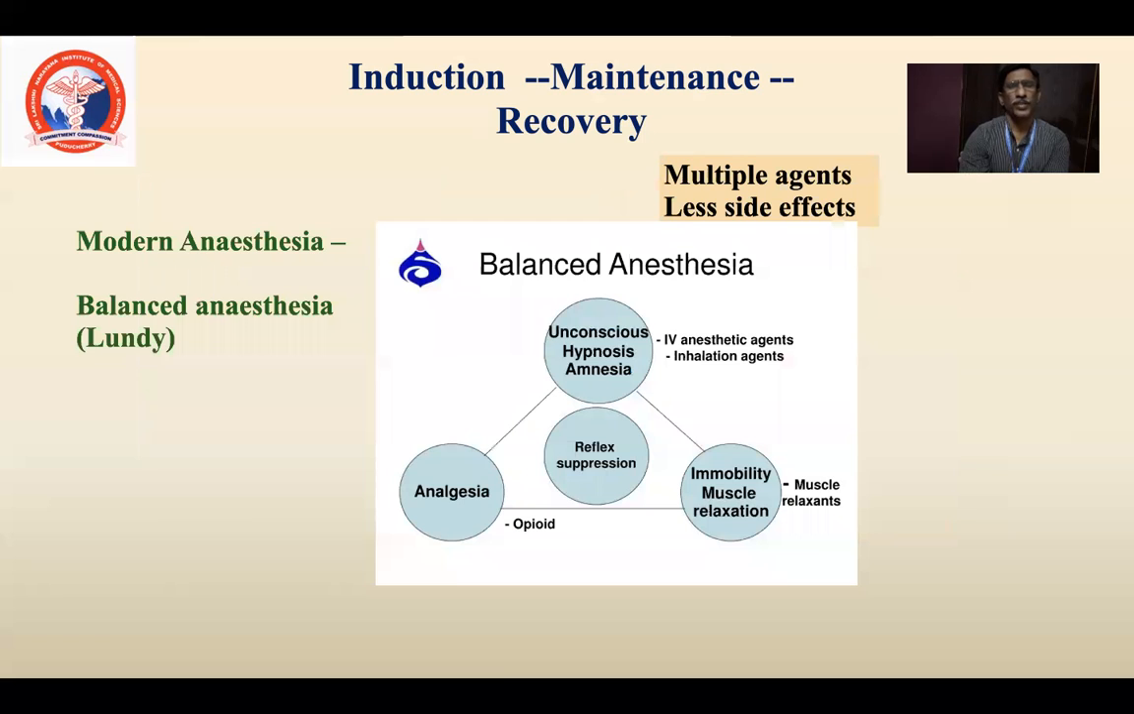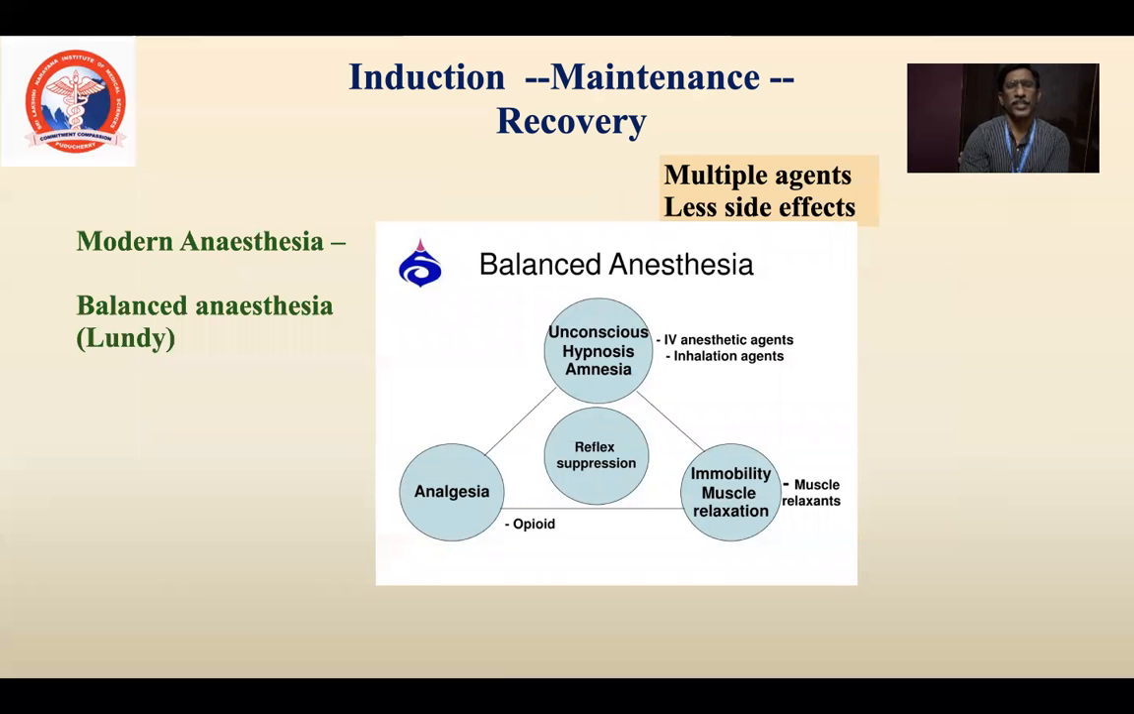So now we are shifting to modern anesthesia. That is called balanced anesthesia. Mr. Lundy coined this term balanced anesthesia. What does it mean? We use more than one agent, that is multiple agents, so that fewer side effects will be observed for any drug.